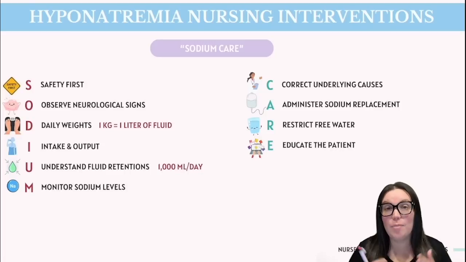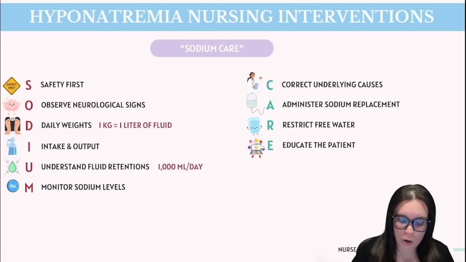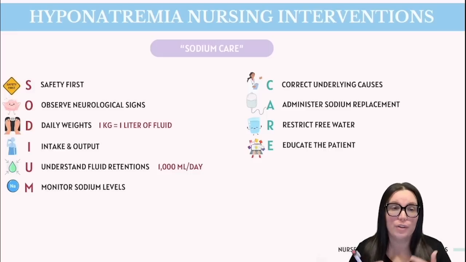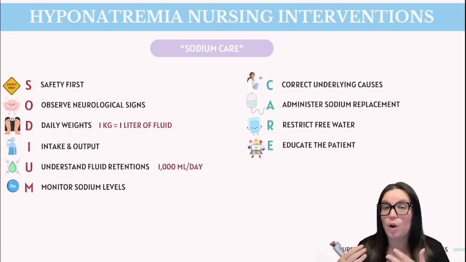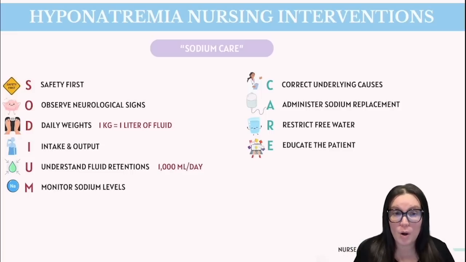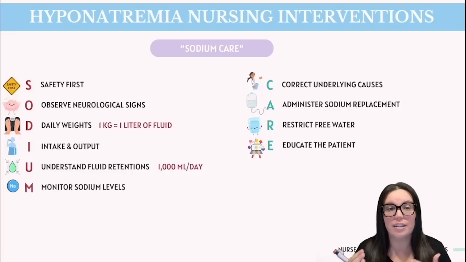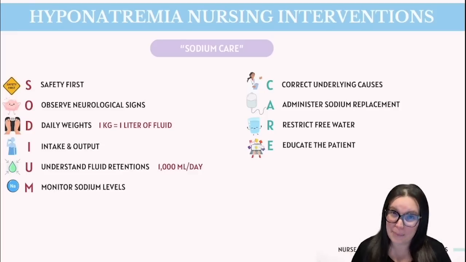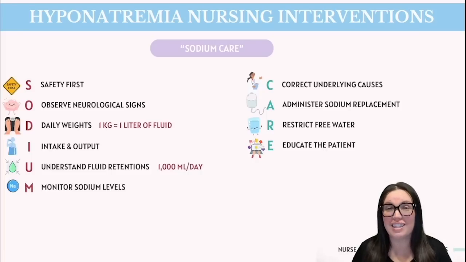And I believe the most important scenario of all is we want to correct the underlying causes, right? We're going to be collaborating with our healthcare team to address the root cause, whether it's fluid overload with CHF, hormonal issues with adrenal insufficiency or SIADH, or maybe just excessive fluid intake like we see with polydipsia. We may need to adjust medications as well as manage diuretics or even treat infections if necessary.